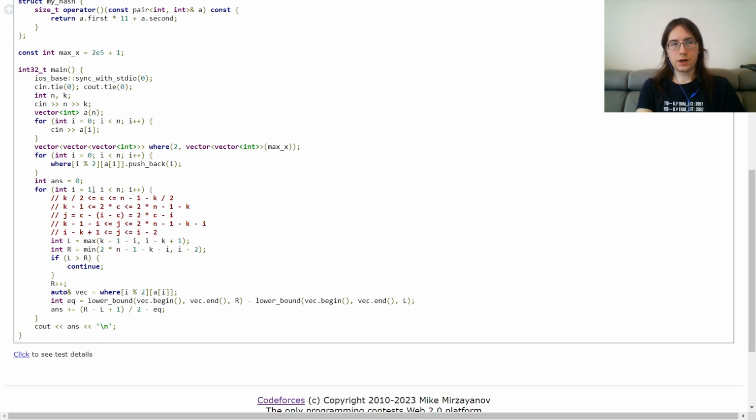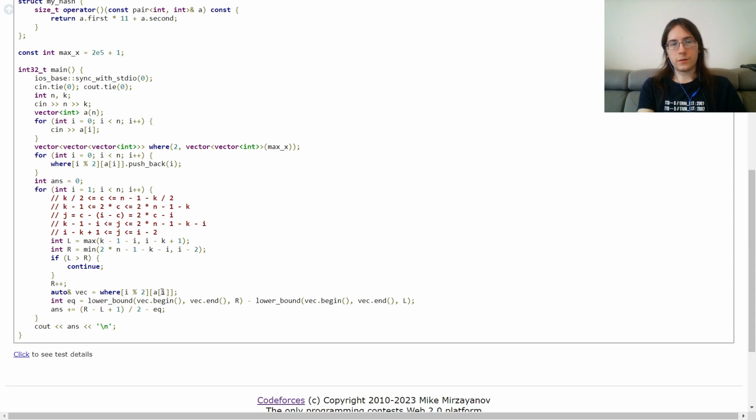And here, for every i starting from 1, because for 0 there are no previous j's, I write out those inequalities again. I form the left border for j and the right border for j. If the left border is larger than the right border, I simply skip such i. Otherwise, I make the right border non-inclusive.